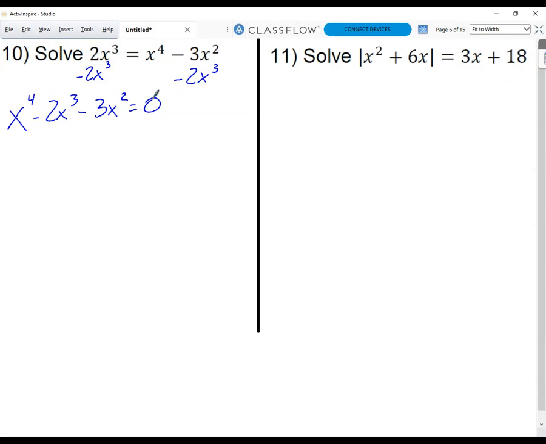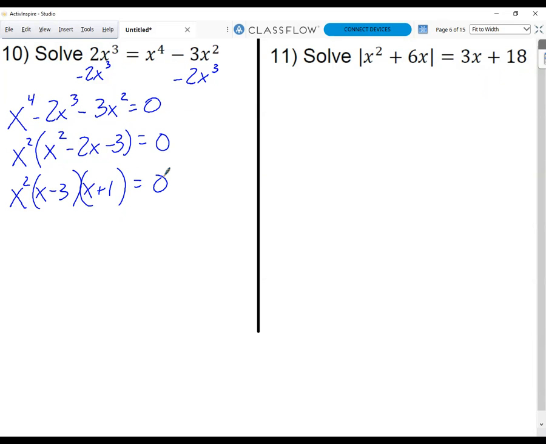Step 1 when you're factoring is always pull out the GCF first. So we're going to have x squared. There's no constant, so it's going to be x. Then we're going to be left in the parentheses with x squared minus 2x minus 3 equals 0. See if this factors out. Factors of negative 3 that add up to negative 2: negative 3 and positive 1.